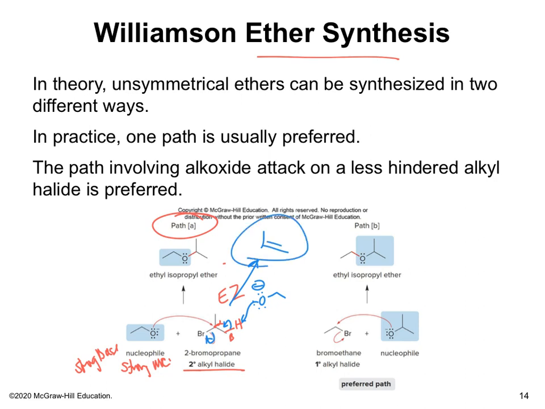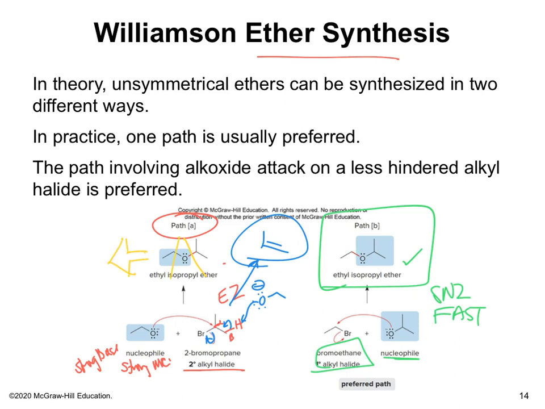But if you have the primary, this is going to be super fast. SN2 is fast, fast, fast, because remember it's kinetics. So here, if this is your nucleophile, then you will only get this ether product. So it does matter. Are you going to break it on this side, or will you break it on that side? And that's called retrosynthesis. This is a retrosynthesis arrow.